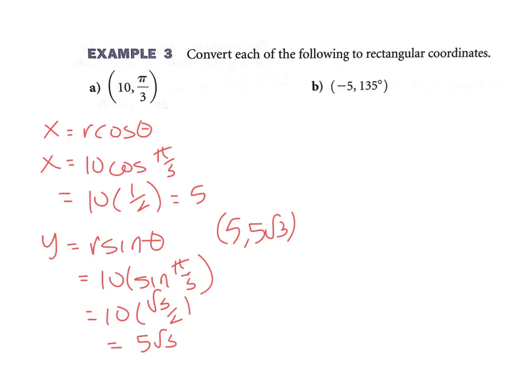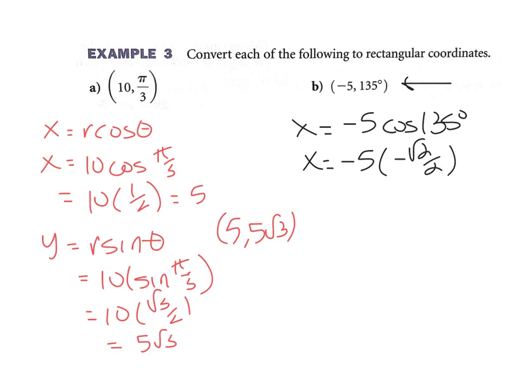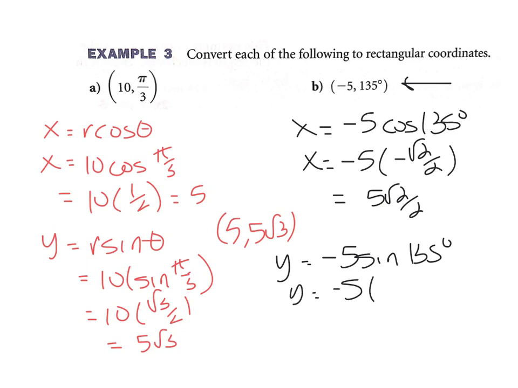Let's try one more just to make sure you got it. This one's the same deal. I need my x and my y. X is always r cosine theta, so it's negative 5 times cosine of 135. Cosine 135 is a 45-degree angle in quadrant 2, so it'd be negative square root of 2 over 2, which would be 5 root 2 over 2. That'd be my x. My y coordinate, negative 5 sine 135. 135 is a 45 reference angle, and sine is still positive in quadrant 2. So my y is going to be negative 5 root 2 over 2.